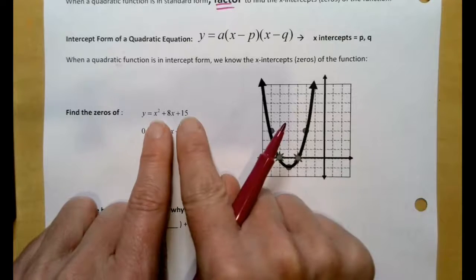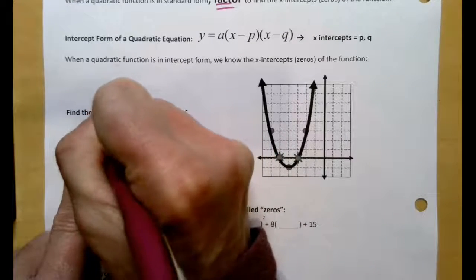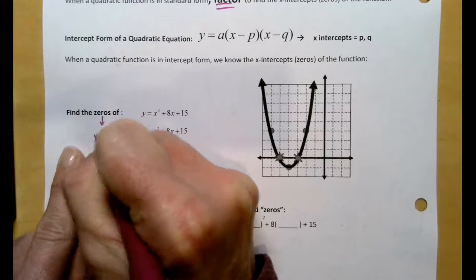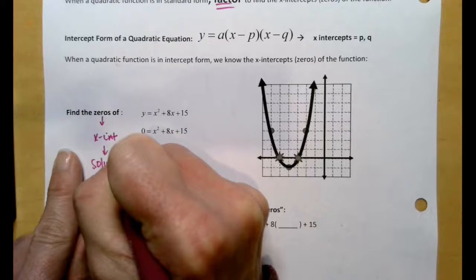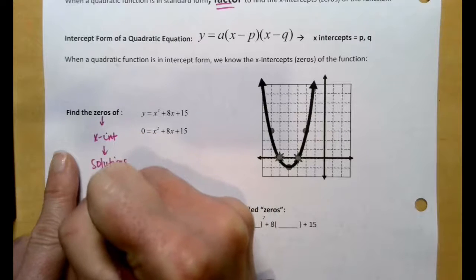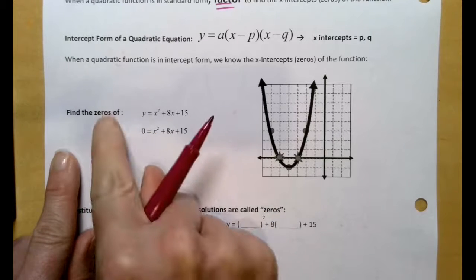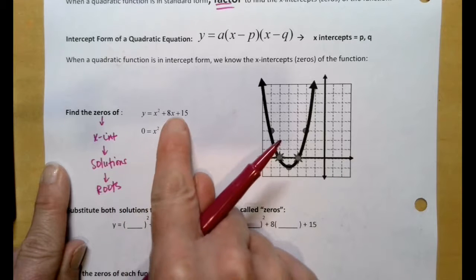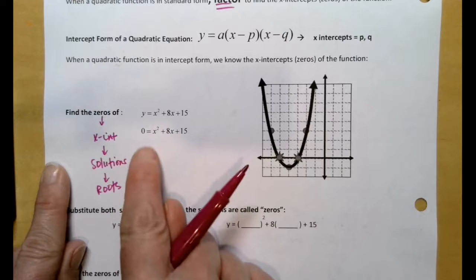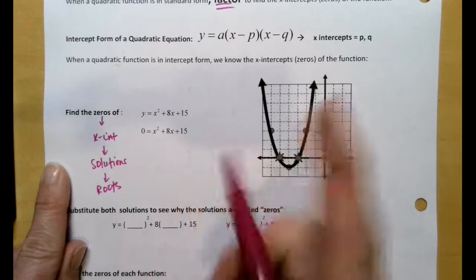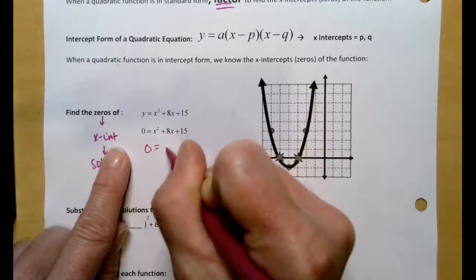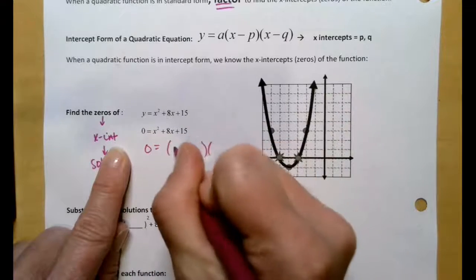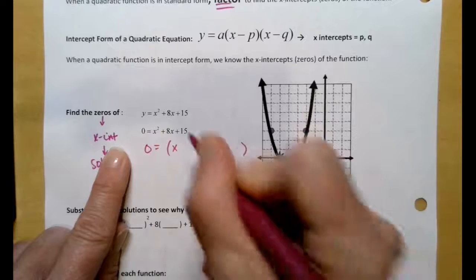So if we're asked to find the zeros, remember this word also means x-intercept, and it also means our solutions. Guess what? Sometimes we call it the roots. So this one term means all of these things too. I take my quadratic equation and I set it equal to 0. And then what I want to do is break down my quadratic trinomial into its binomial factors.